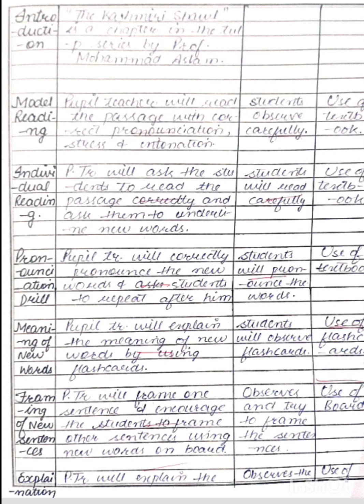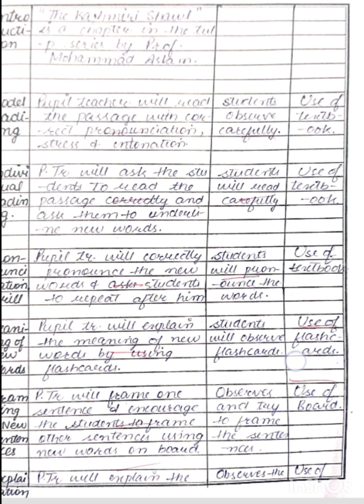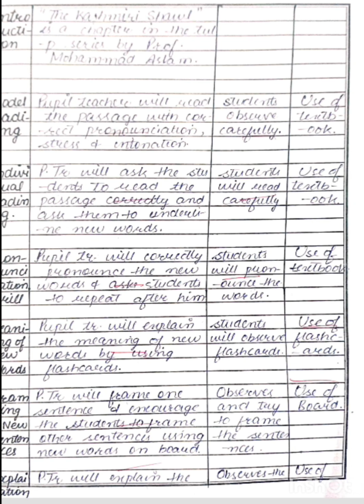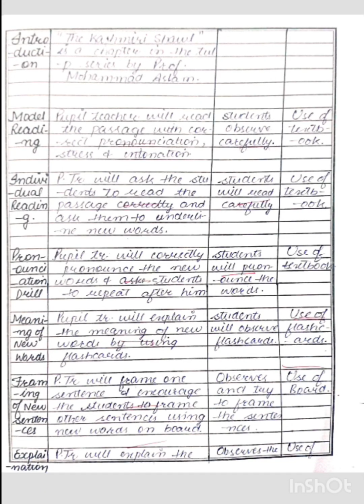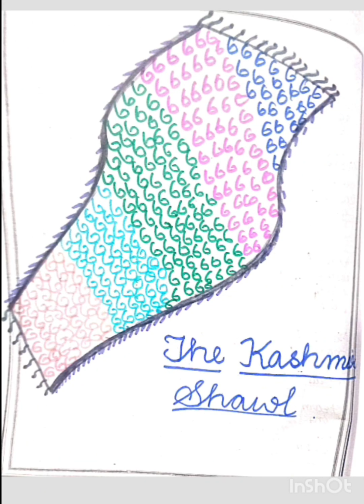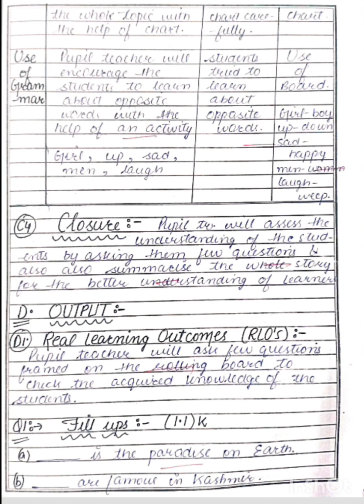The next one is framing of new sentences. With the help of the new words, first of all the first sentence will be made by the pupil teacher, and after that he or she will ask the students to frame new sentences. Here we have also written use of board. So this is how you will do the presentation part, and at last comes the explanation. This is how you can make the Kashmiri shawl in the drawing section also.